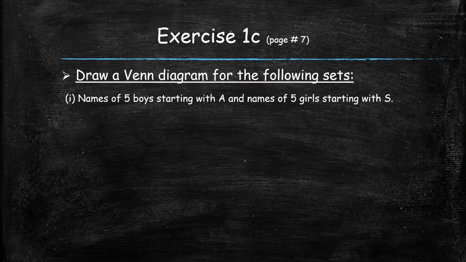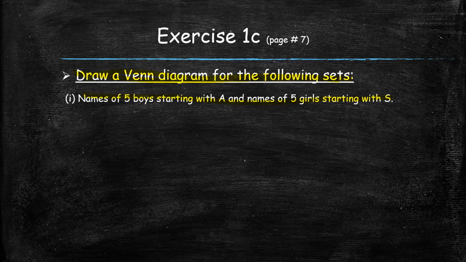Okay, now let's do an exercise from your book on page 7, exercise 1C. Draw a Venn diagram for the following sets. Some sets are given in this exercise and you have to make Venn diagrams on those sets. So I'll do the first one. This is a set: names of 5 boys starting with A and names of 5 girls starting with S. So you have to make two Venn diagrams. First one is for names of 5 boys starting with A, and second for names of 5 girls starting with S. So you can choose names randomly.